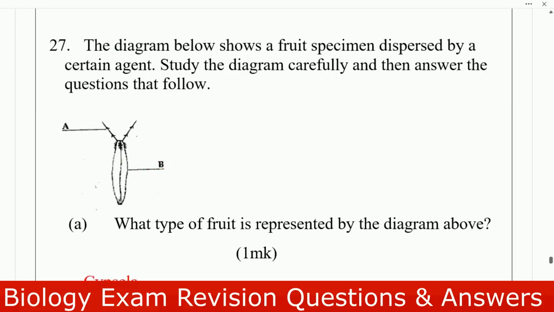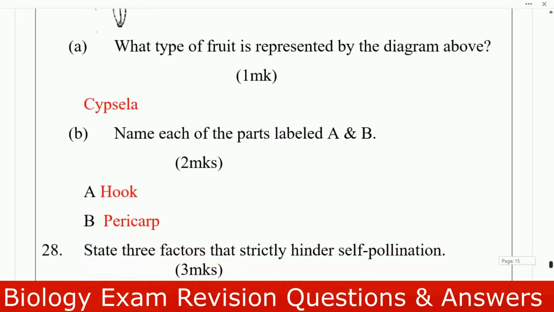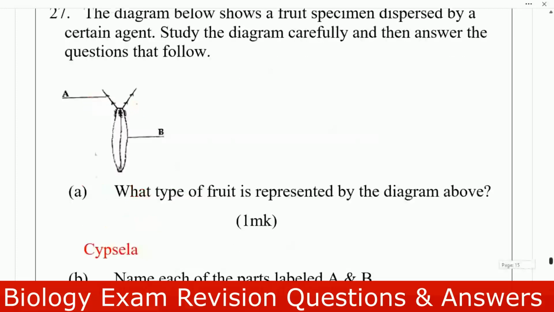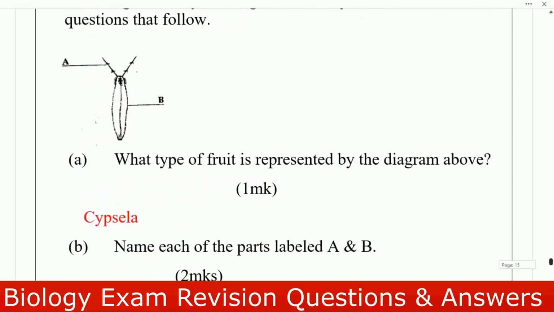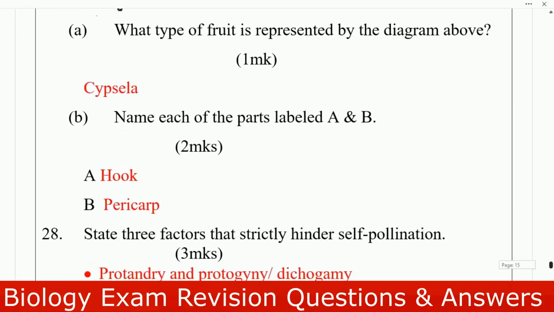27. The diagram below shows a fruit specimen dispersed by a certain agent. Study the diagram carefully and then answer the questions that follow. You can see it has structures A and then B. What type of fruit is represented by the diagram above? Name each of the parts labeled A and B. A is a hook, B is a pericarp.